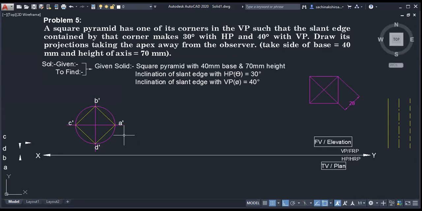So have you drawn this A dash, B dash, C dash, D dash? Yes, sir. Next question. Is it necessary to join its center? Yes, sir. We have to join. Why we have to join? Because it is a pyramid. That's why we have to join.